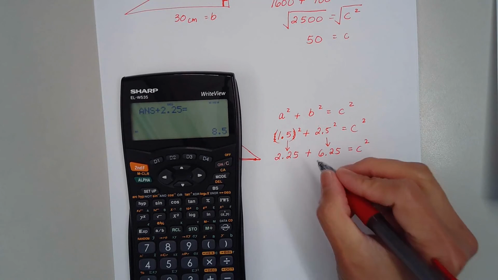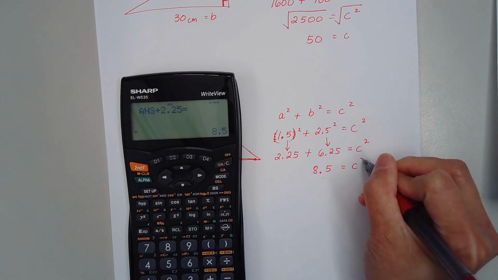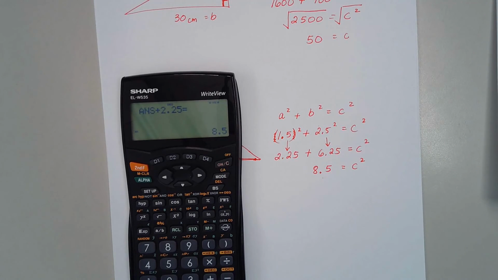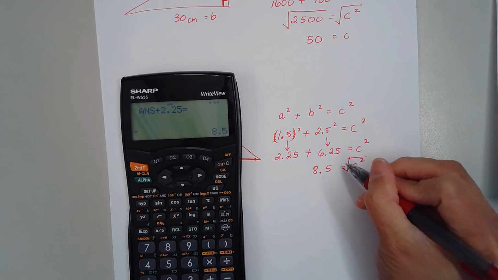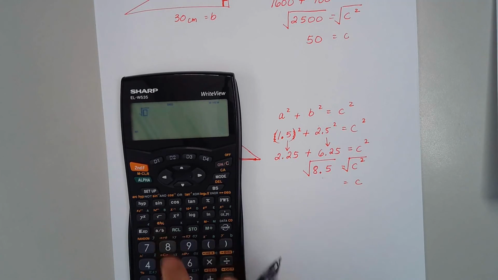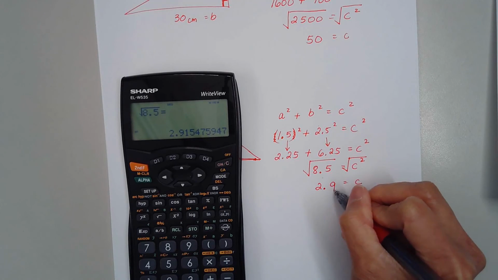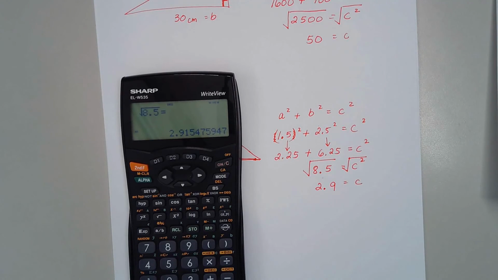8.5 is equal to C squared. And then what do we do next? Square root. Finally, square root to get rid of that square. And we got an answer of 2.9.